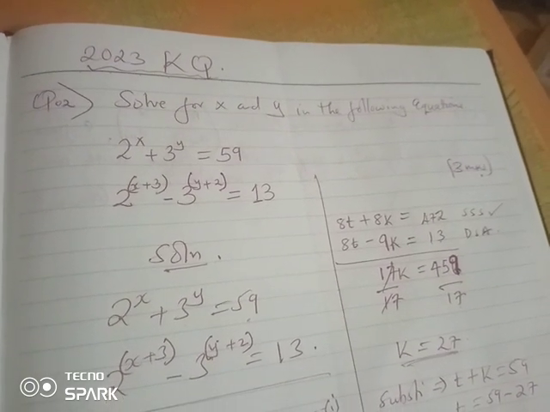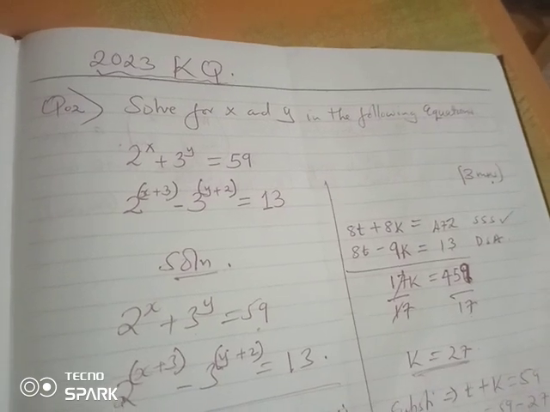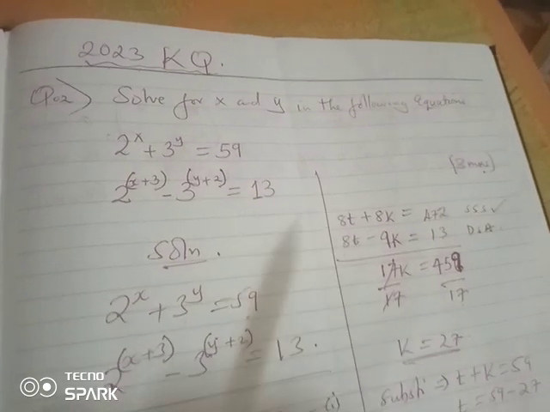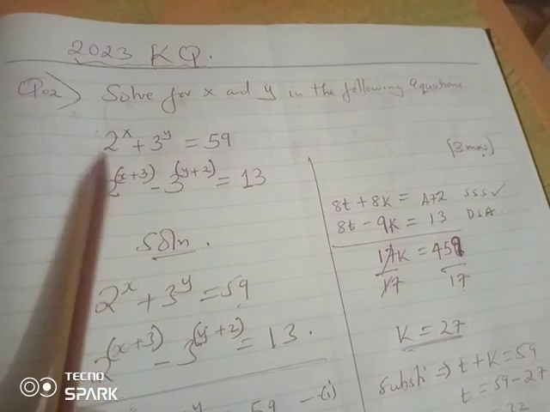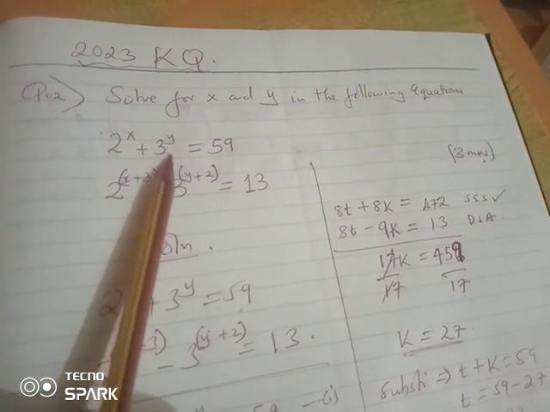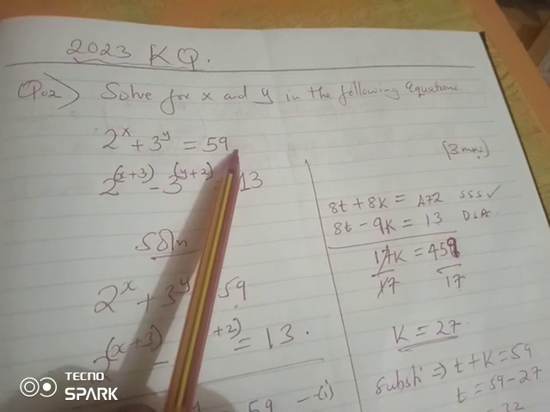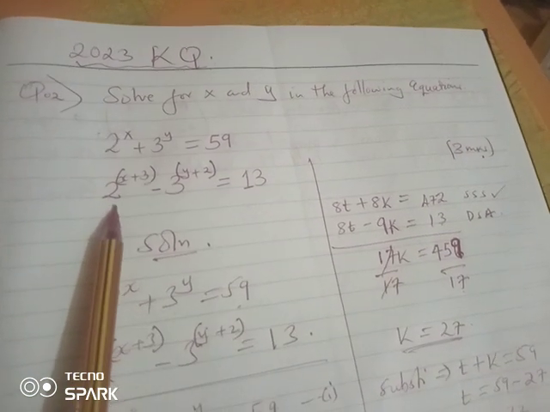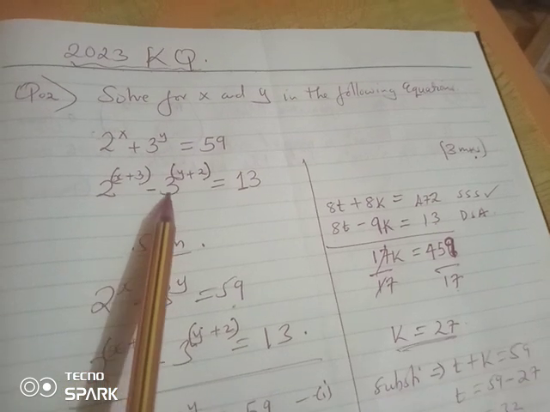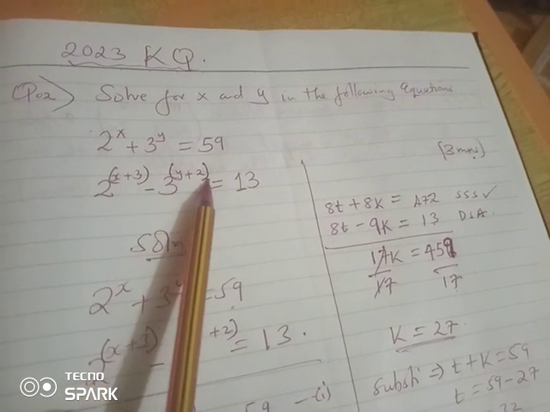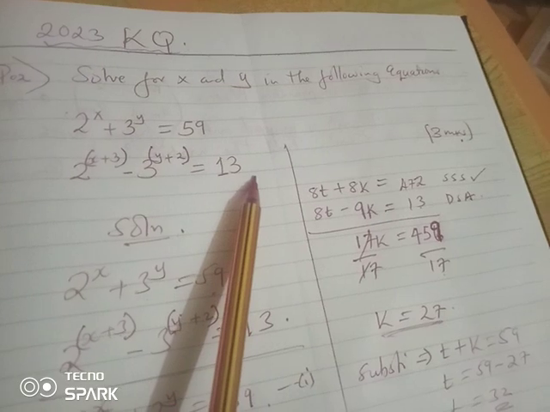So question 2 reads: solve for x and y in the following equations. Our equations here are 2 power x plus 3 power y is equal to 59, and also 2 power x plus 3 minus 3 power y plus 2 is equal to 13.